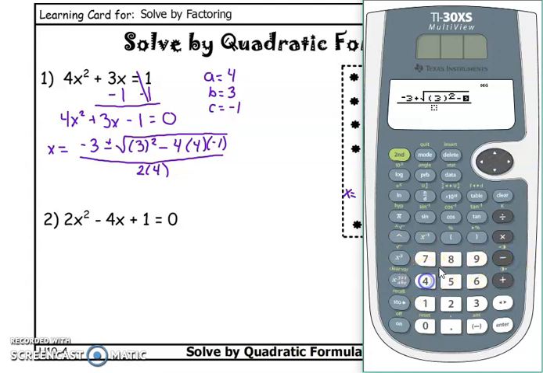minus 4, parenthesis 4, close that parenthesis, open a new set of parentheses, put a negative 1, close the parenthesis, and then to get to the denominator, remember you can just arrow down, and we're going to put 2 times 4. If you want to go ahead and just put an 8, that's fine. If you want to just make sure that you're being safe, just type in 2 times 4.